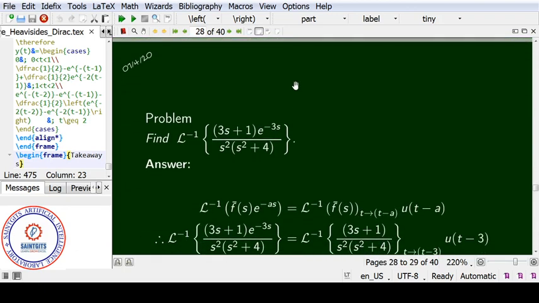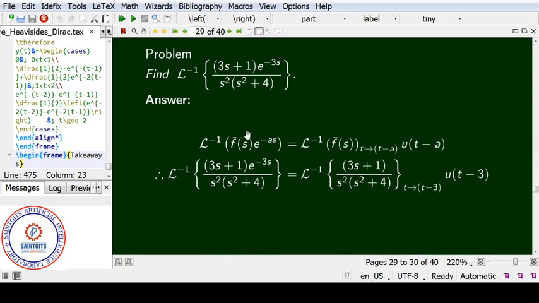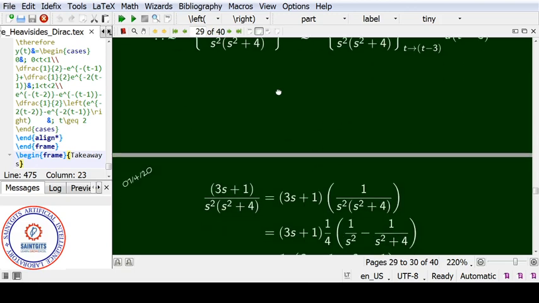Next problem. Find L inverse of 3s plus 1 into e raised to minus 3s by s square into s square plus 4. As in the previous case, I take the effect of e raised to minus 3s, that is captured in u of t minus 3. And the remaining term is L inverse of 3s plus 1 by s square into s square plus 4 with t tends to t minus 3. That's all. Now we have to find the L inverse of this term and finally change t to t minus 3.